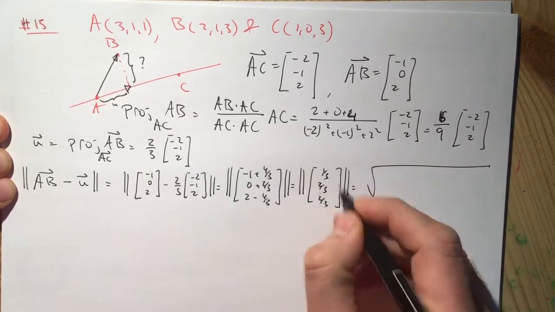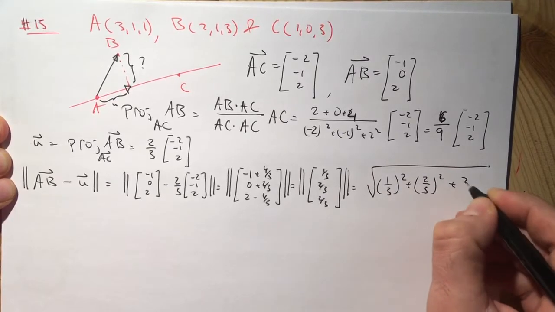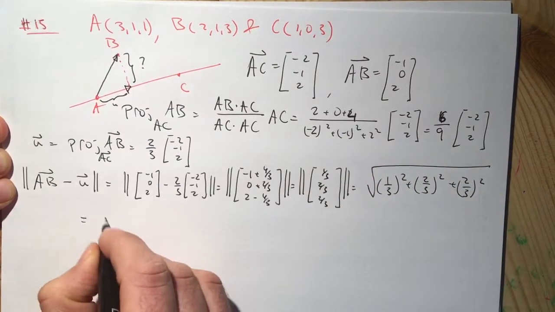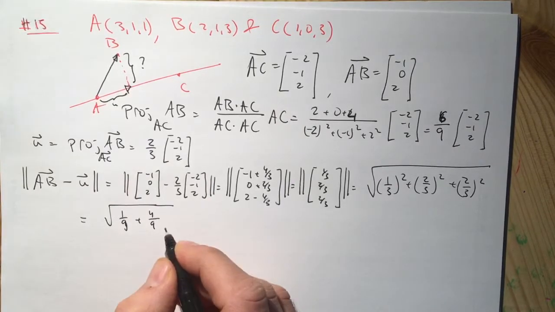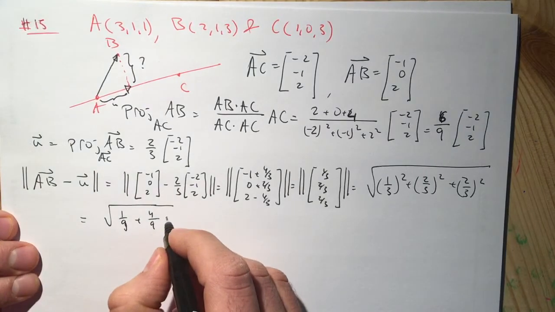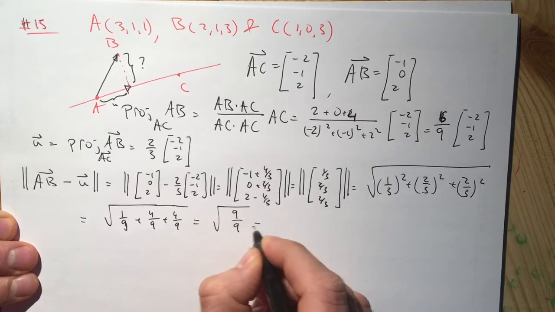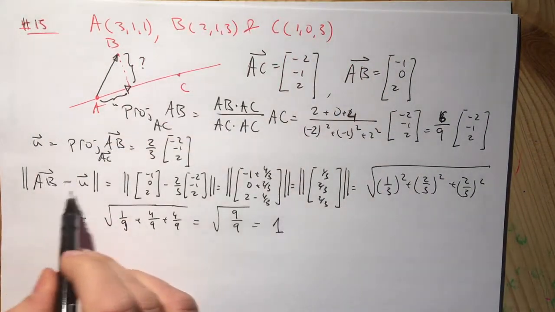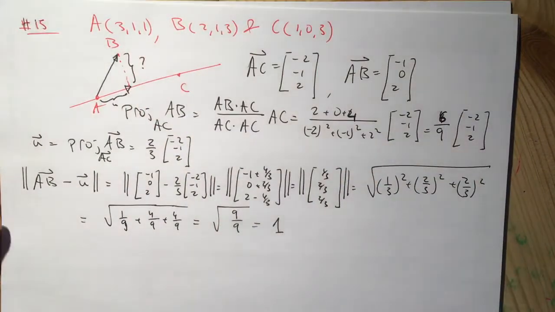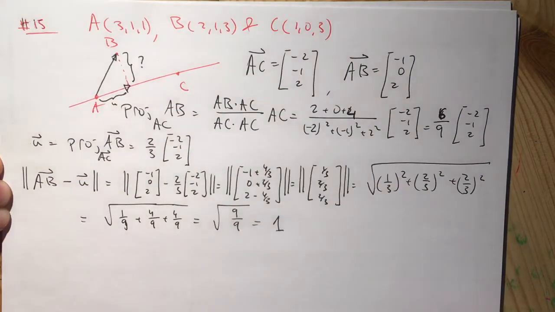And that's the square root, so now I'm looking for the magnitude of 1/3 squared plus 2/3 squared plus 2/3 squared, which gives me the square root of 1 over 9 plus 4 over 9 plus 4 over 9, that's 9 over 9, and that's 1, and the square root of 1 is 1. Okay, so basically this vector here is the unit vector. There is one unit distance from the point B to the line passing through A and C.